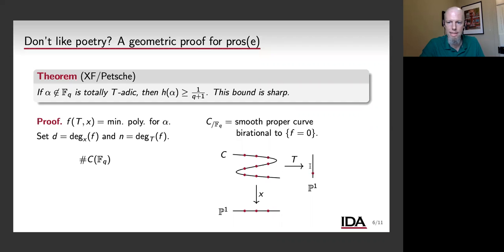So this map has degree D. Well, the T map has the property that over T equals 0, I have complete splitting, or said another way, I have all rational points over top of T equals 0. That's what the totally T-adic condition buys us. T splits completely upstairs. So that means I have D rational points above T equals 0.